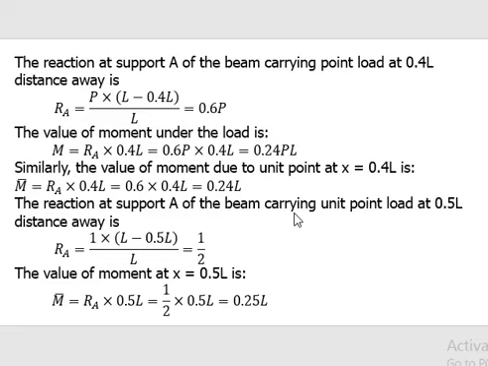The reaction of the beam at support A carrying unit load at 0.5 L away is half, 1/2. The value of the moment at that point is half times 0.5 L, that is moment times vertical distance. That gave us 0.25 L.